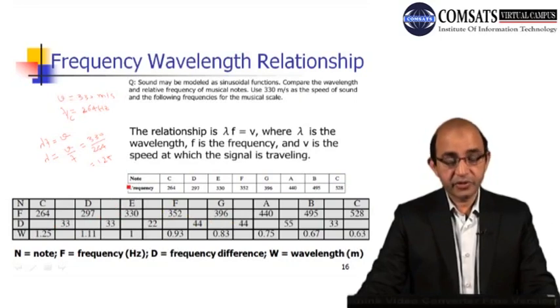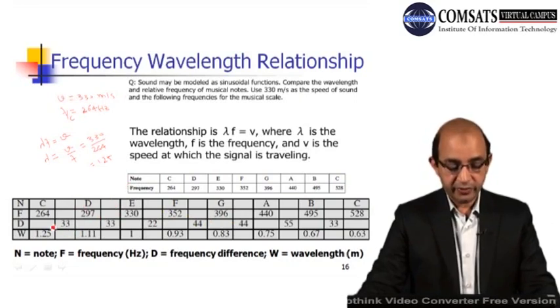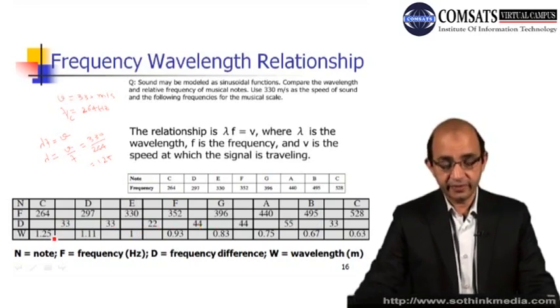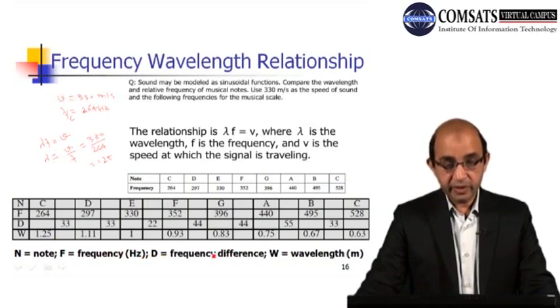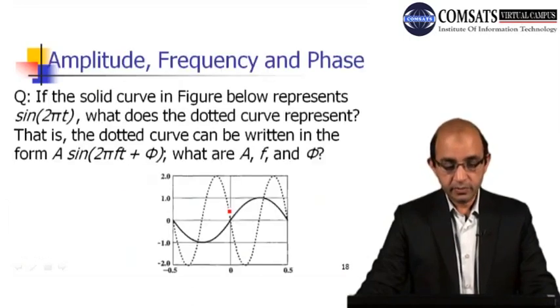So this is the table mentioning the wavelength for different notes, and here we have the difference. 33, 33, and here we have a difference of 22, 44, 44. These are the differences between consecutive or neighboring notes. N is for note, F for frequency, D for the difference in the frequency, and W is the wavelength in this table.